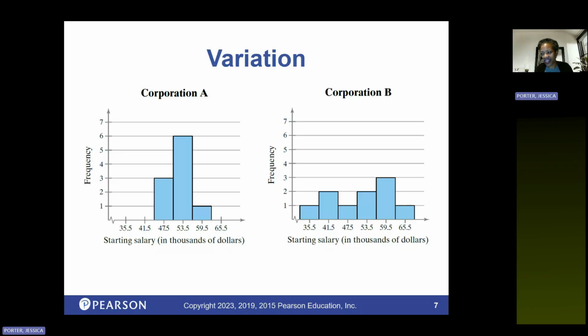You could possibly start out at 65.5. Now they've got a higher, but I think a lot of the reason why people are selecting A is because you're much more guaranteed an income between the 47.5 and the 59.5 at Corporation A. In Corporation B, you go from 35.5 to 65.5. That's a big difference. Yeah, the frequency is higher at 53.5 on Corporation A.